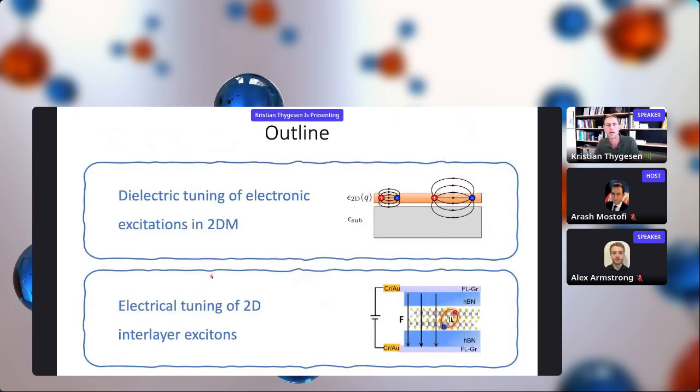Okay, so the outline is very simple. First, talk about how the dielectric environment of a two-dimensional material can be exploited to tune quasi-particles, in particular excitons, in two-dimensional semiconductors. And then I'll move on in the second half and talk about how we can control and tune the energy of a particular type of excitons known as interlayer excitons in 2D materials, where we have a bilayer where the electron is in.